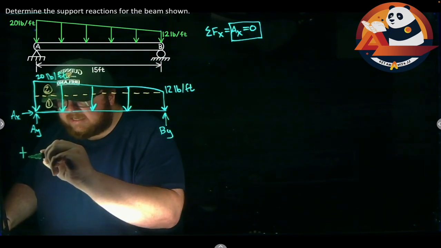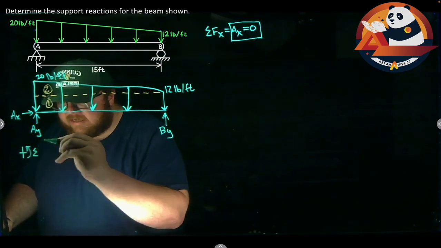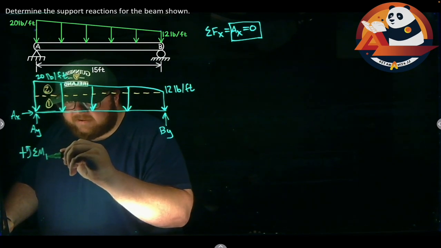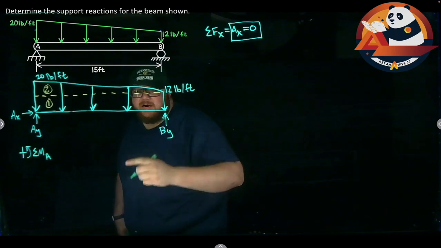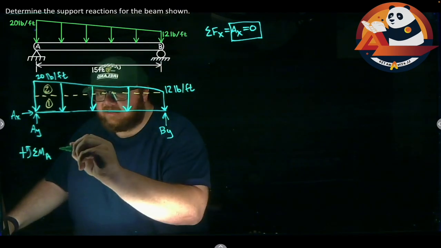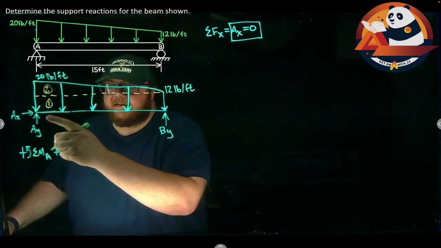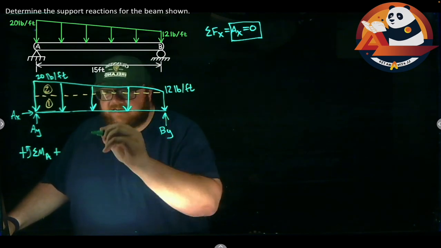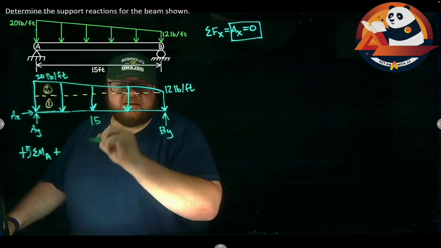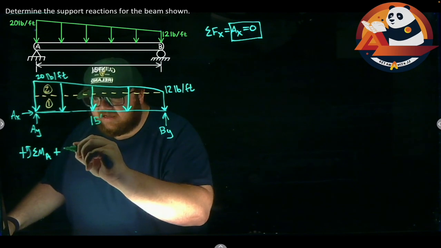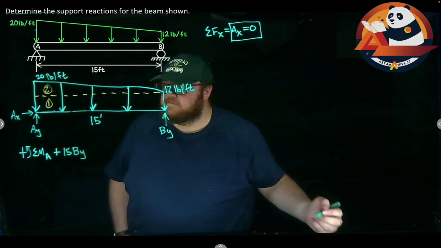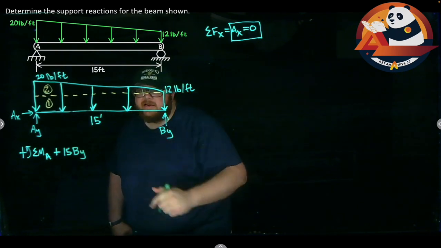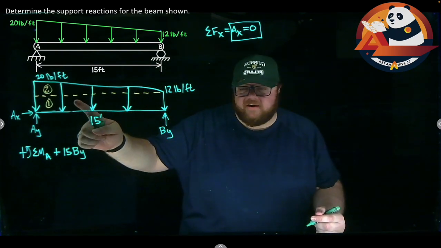We'll take positive as counterclockwise. And I'm going to sum my moments up about point A. BY would cause a counterclockwise rotation. So plus, my distance here, I forgot to label, is 15. So 15, and that was in feet. So plus 15 BY. And then we'll go up and start getting my moments figured out here.